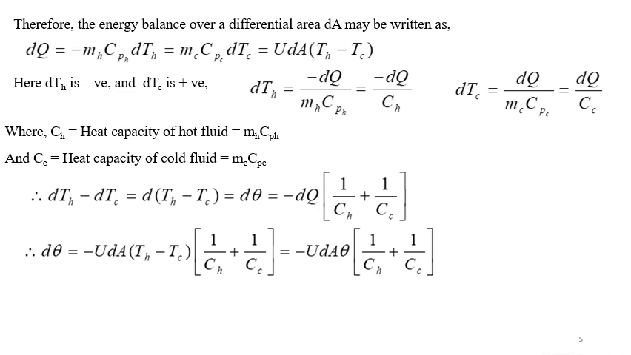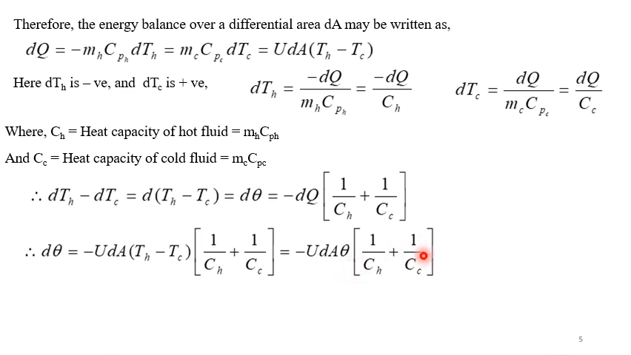which is equal to, now this Th minus Tc is nothing but theta. So it is equal to minus U into dA into theta into (1 by Ch plus 1 by Cc), that you can see here. This Th minus Tc is nothing but theta, and this dq is nothing but U dA d theta. So you can substitute, and you finally get minus U into dA into theta into (1 by Ch plus 1 by Cc).